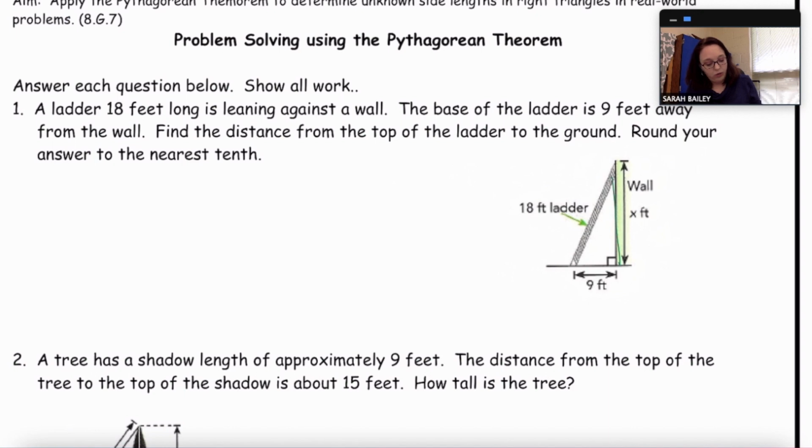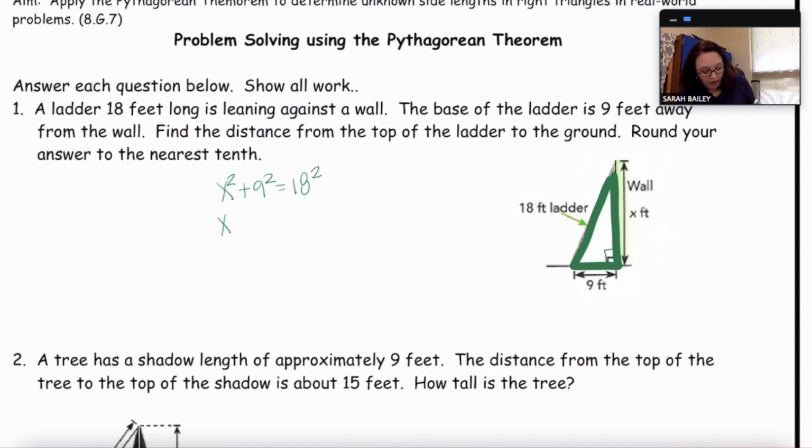And let me trace over that. We can see there's a right triangle here and that we are missing one of the leg lengths. So we've got x squared plus 9 squared equals 18 squared. Remember, with your Pythagorean theorem, a squared plus b squared is equal to c squared, where a and b are the legs. And the legs of a right triangle are the sides that make the right angle.